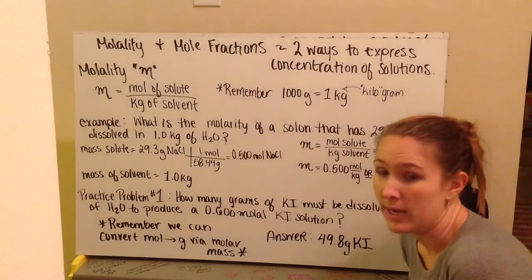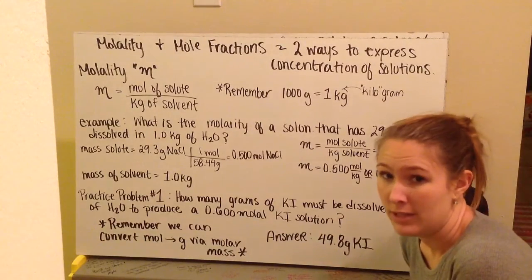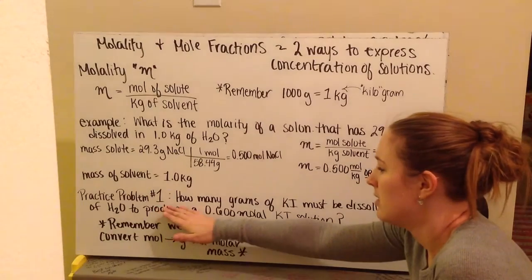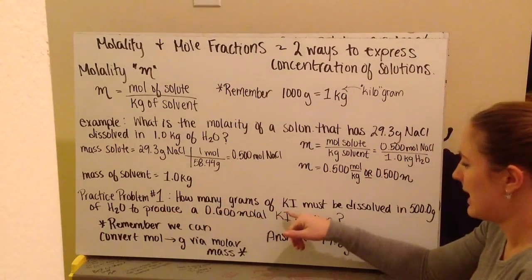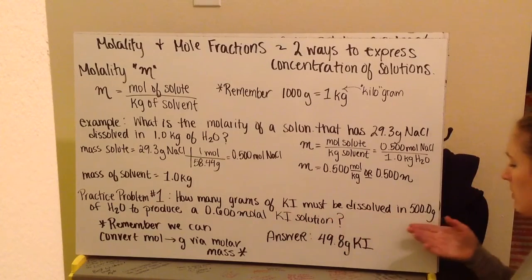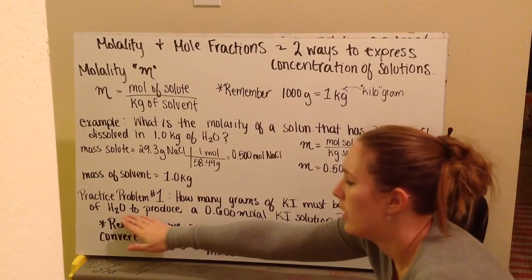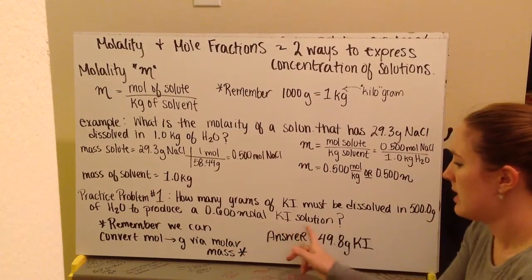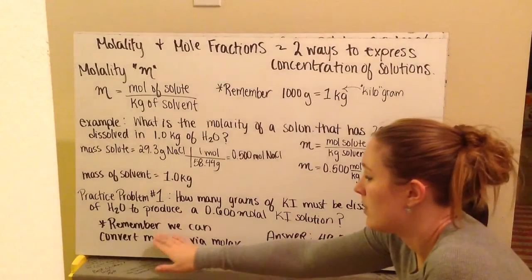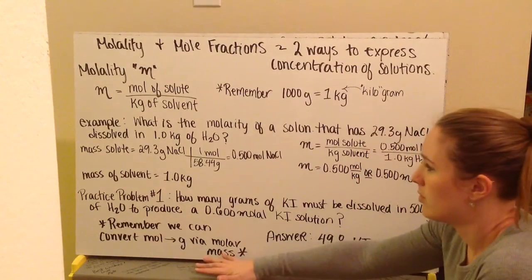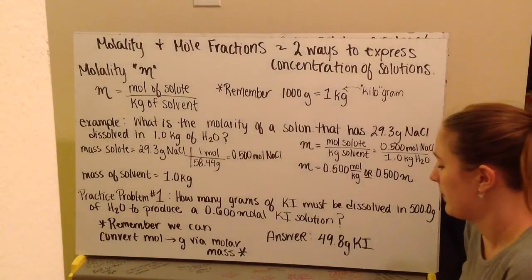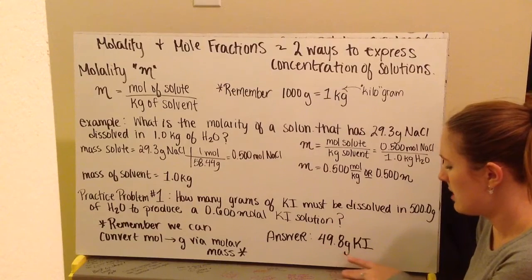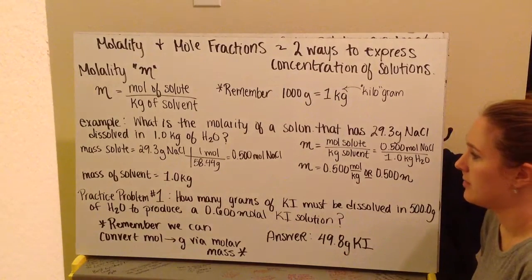Alright, you're going to try a practice problem now. This is not written in your notes as of yet, so I have it written on the board. Your practice problem: calculate how many grams of potassium iodide must be dissolved in 500 grams of water to produce a 0.6 molal potassium iodide solution. Just remember, we can convert moles to grams via our molar mass, similar to before. When you're said and done, you should receive an answer of 49.8 grams of potassium iodide.